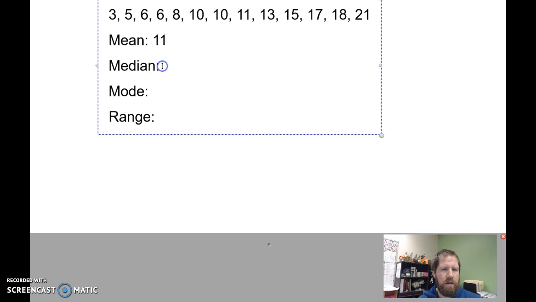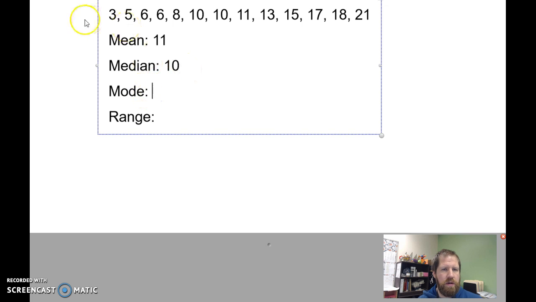Alright, my median, so my middle number, if I've got 13 values, the middle number is going to be 7. So 1, 2, 3, 4, 5, 6, 7. My seventh number, so I've got 6 below it, and 1, 2, 3, 4, 5, 6 above it. So 10 is my median.